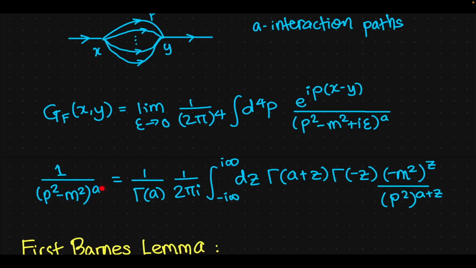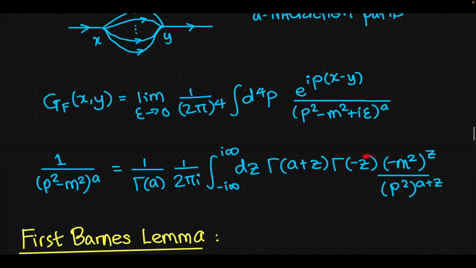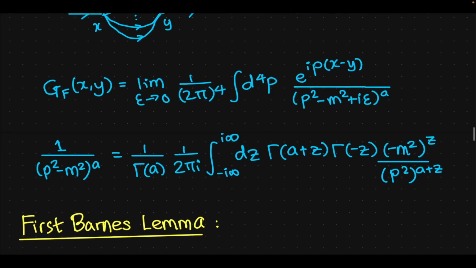So using our Mellin-Barnes integral, we can write the 1 over (p squared minus m squared) to the a, and we have a because there's a of these interaction paths. We have 1 over gamma of a times 1 over 2 pi i integral from minus i infinity to i infinity dz gamma of a plus z, gamma of minus z, times (minus m squared) to the z divided by (p squared) to the a plus z. This is nice because not only is this integral easier to work with, but it also helps us do an energy comparison, because we care about values of the magnitude m squared over p squared, or its reciprocal, when we're actually doing these high energy theoretical physics calculations.